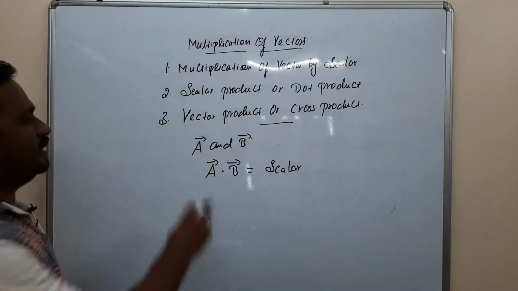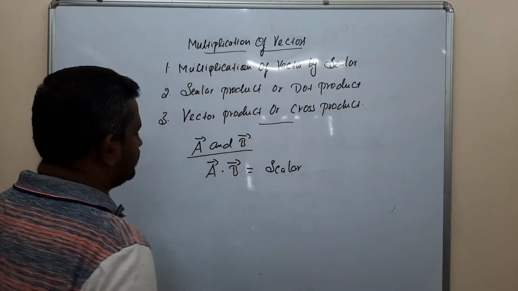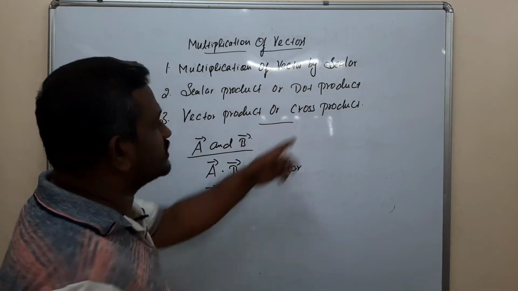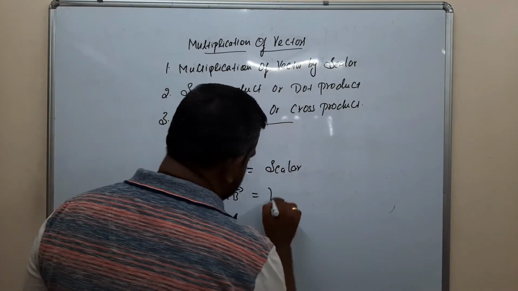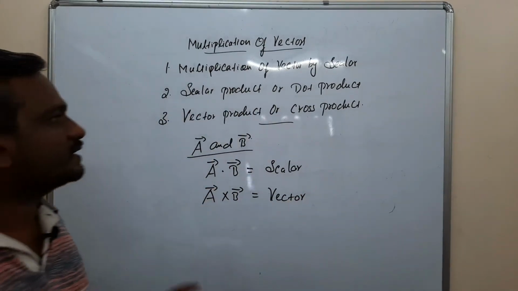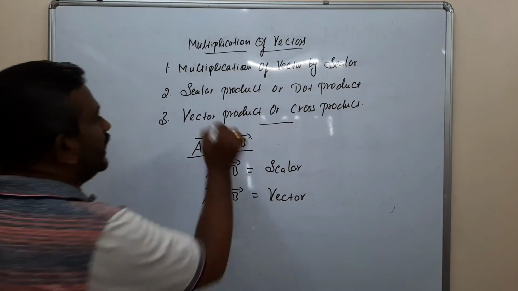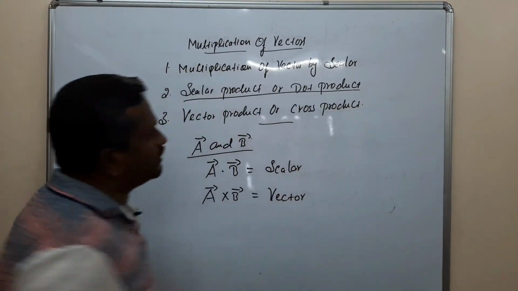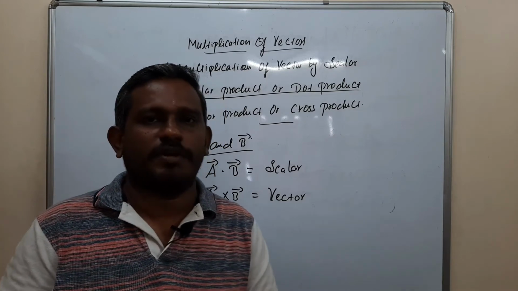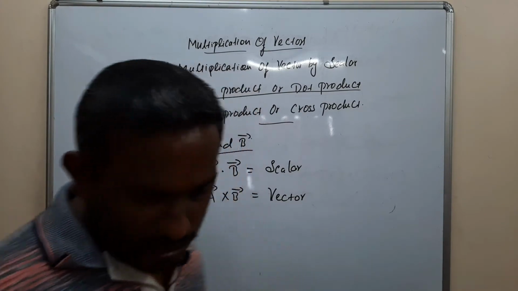Another multiplication of two vectors A vector and B vector is A vector cross B vector. That's why it is called a cross product. You will get the result as a vector only. So these are the three ways of multiplying vectors. In this section we are going to discuss the scalar product or dot product in detail: the way of multiplying two vectors in the scalar product method, and the properties of scalar product.